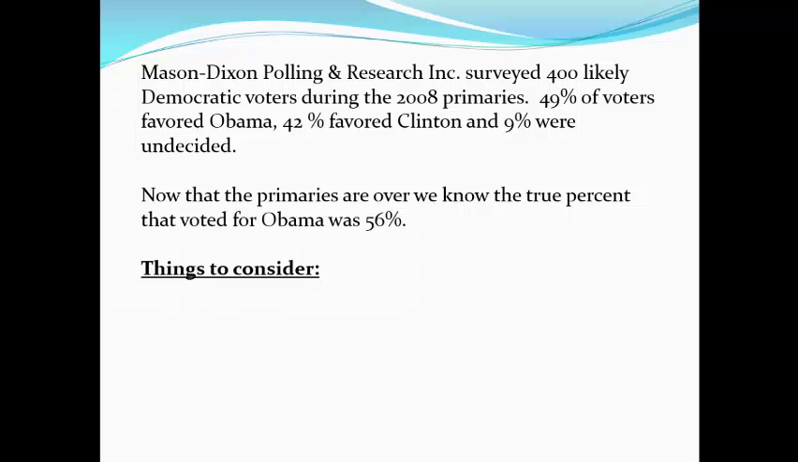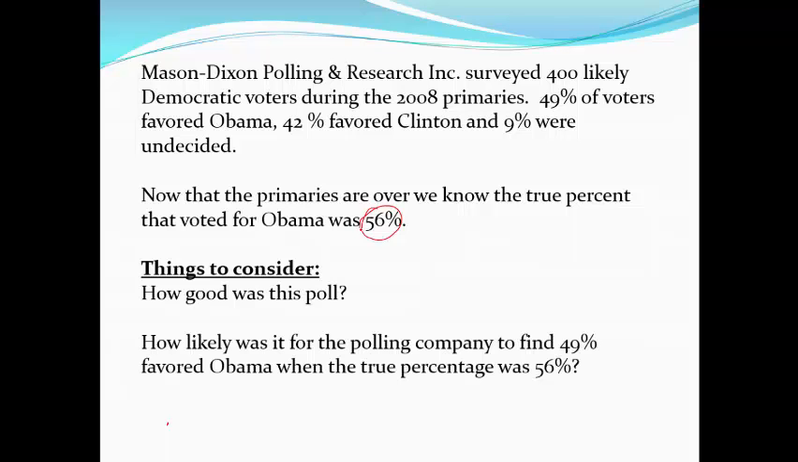So we'll start here. Here's this polling company, and they surveyed 400 likely voters during the primaries. 49% of those people said that they were in favor of Obama, 42% Clinton, 9% undecided. Once the primaries were over, it was found out that the true percent of voters that voted for Obama was 56%. So what we want to look at is how good was this poll?